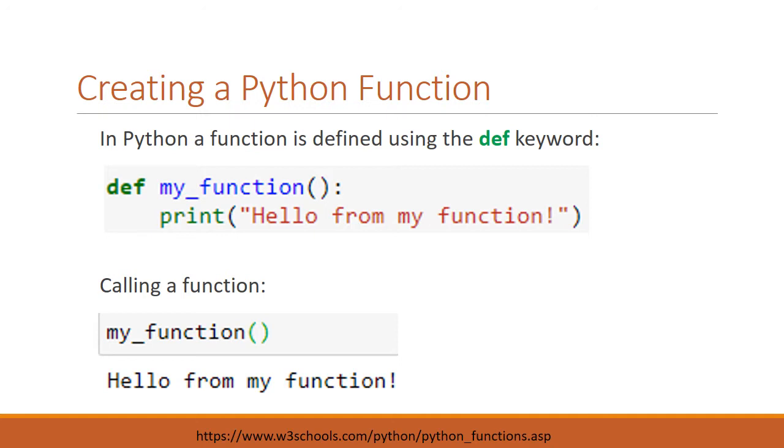The name of my function is my_function. So the first part of a function is the function header. The function header starts with the def reserved word, then the name of your function, then open and close parentheses, and a colon. This is our function header. All of the code that's included in my function is indented within this header. So in my example, the function prints hello from my function. This code is not executed until we call it.